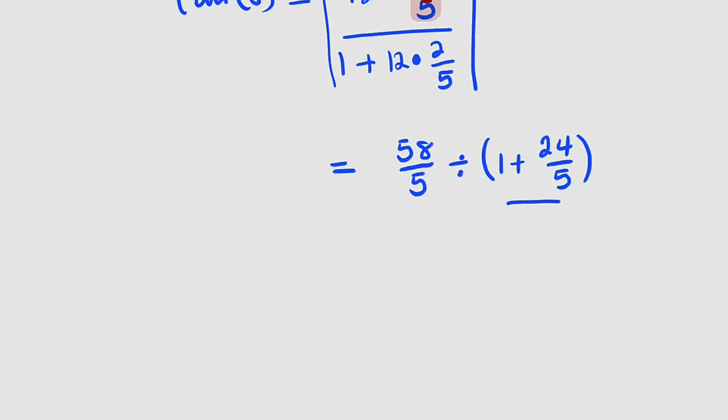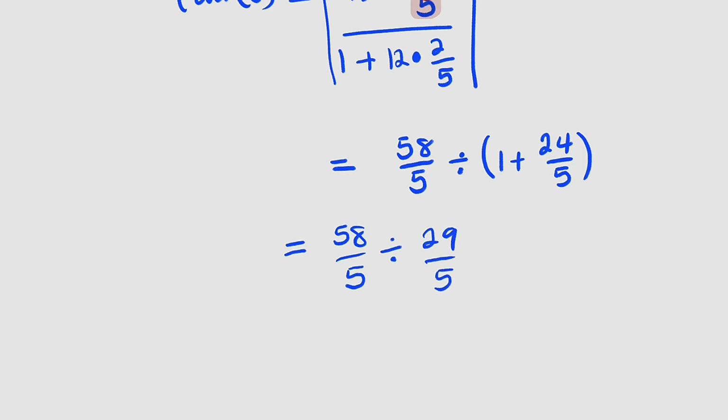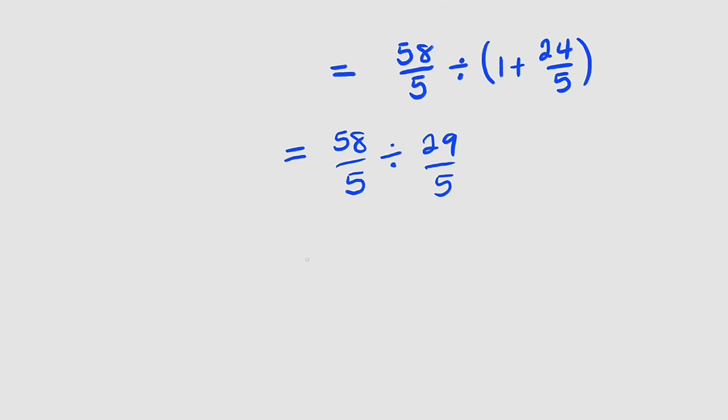So if you simplify this, you're going to obtain 5 multiplied by 1, which is 5, plus 24, which is 29. We have 29 divided by 5. This is equal to 58 divided by 5, also divided by 29 divided by 5. So you can divide denominator and numerator separately because the denominators are the same. So this is exactly equal to 58 divided by 29, which is equal to 2, right?